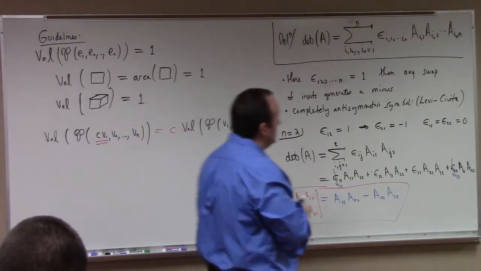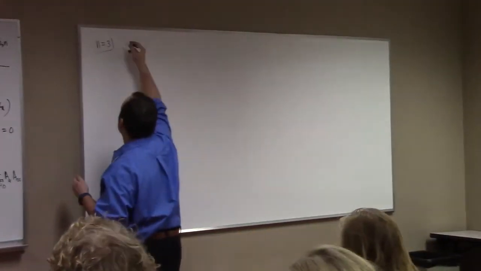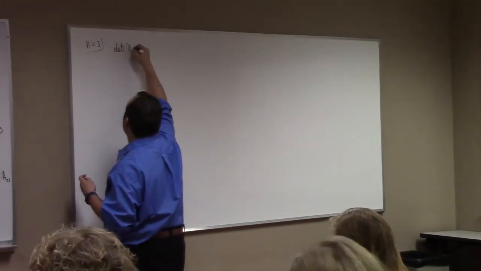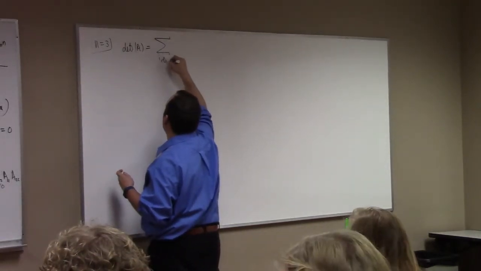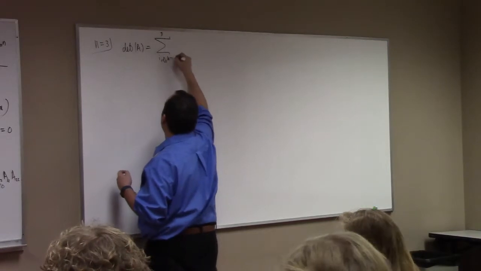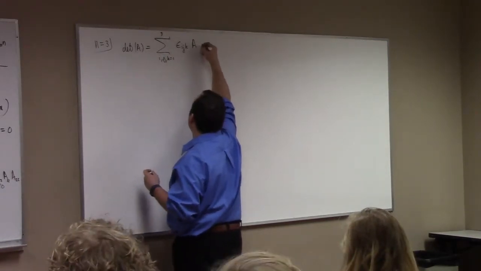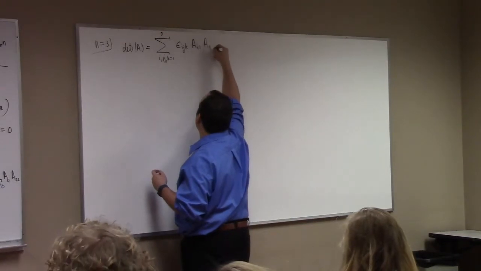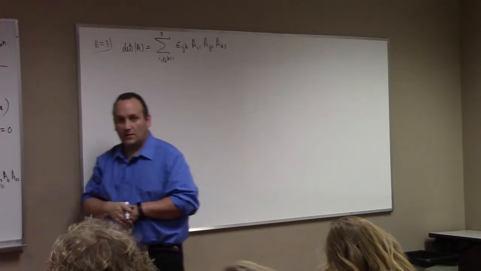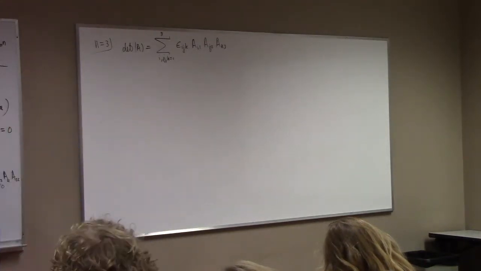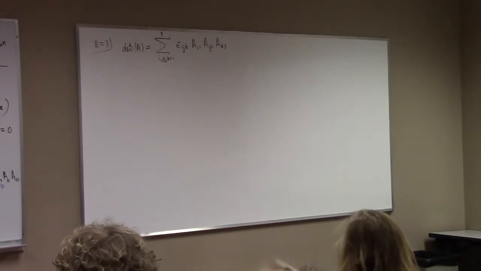N equals 3. We have the determinant of A equals the sum over i, j, k from 1 to 3 of epsilon ijk, a i1, a j2, a k3. For the Levi-Civita symbol with 3 indices, we have epsilon 1,2,3 by definition is 1. All right.